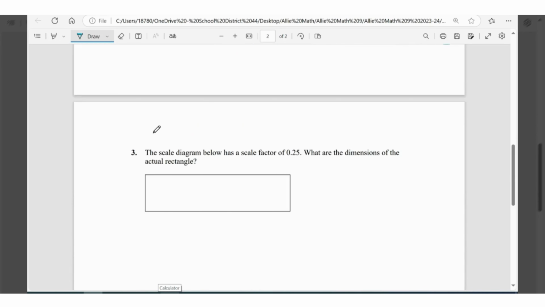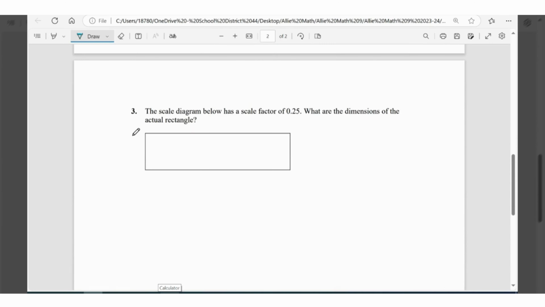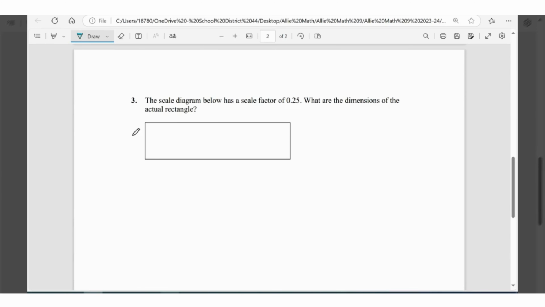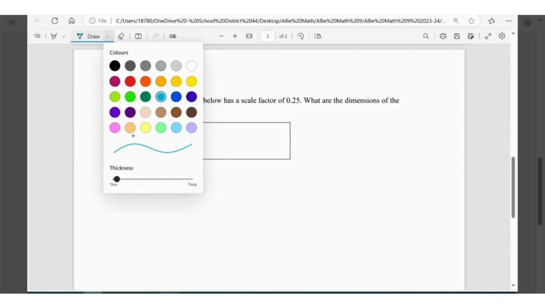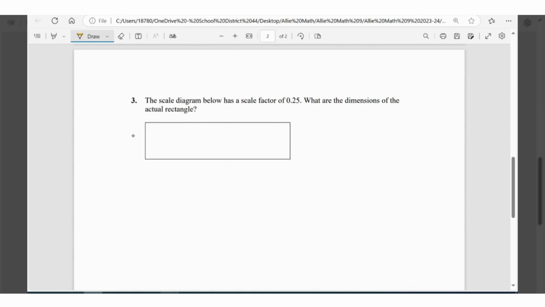And our last question: the scale diagram below has a scale factor of 0.25. What are the dimensions of the actual rectangle? Okay, so now we have another iteration of our equation. Remember, it's true that the original times the scale factor equals the scale diagram. So now we have the scale factor, we have the scale diagram, and we want the original. To get the original on its own, let's isolate the O. So let's divide each side by the scale factor.